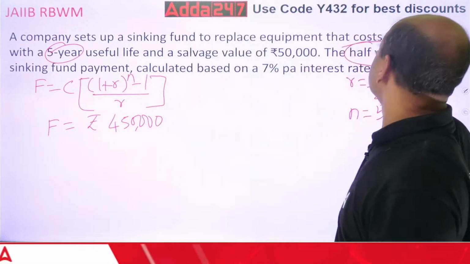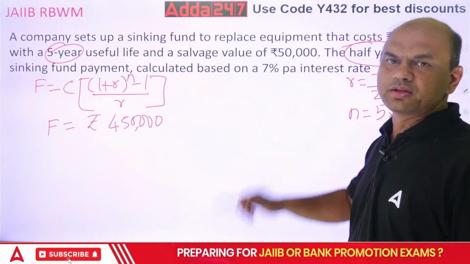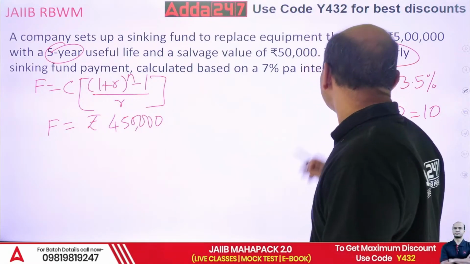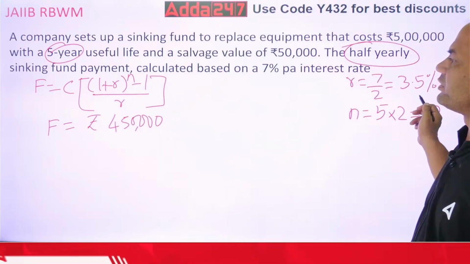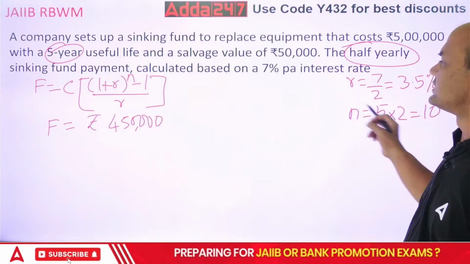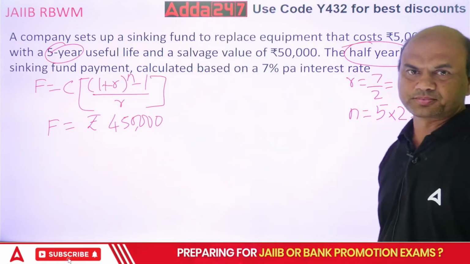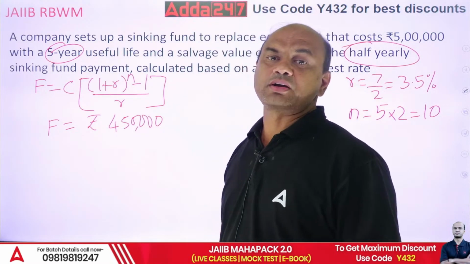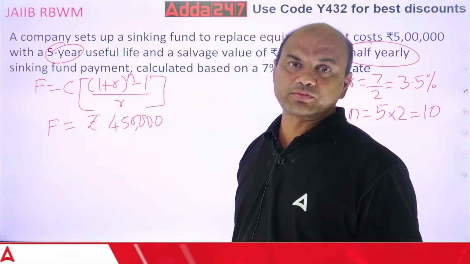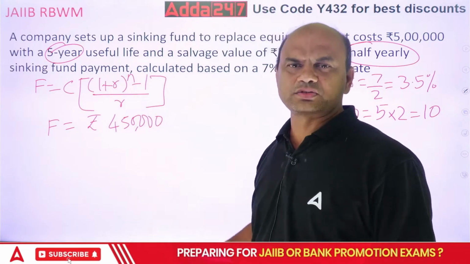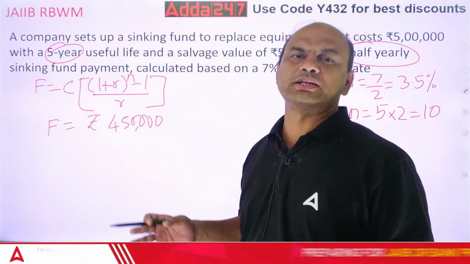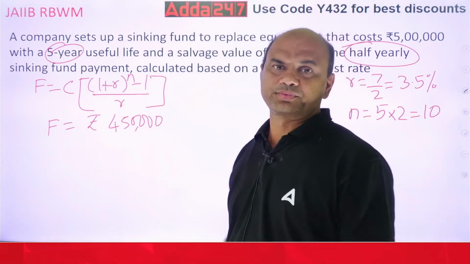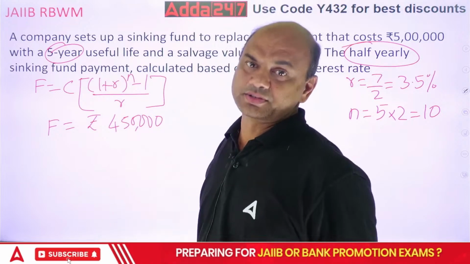50,000 over here, 5 lakh over here. Subtract it, you will get 4,50,000. R I have already written as 3.5, N I have already written, and C is what you will have to find out. So let's solve this again. You must have complete practice on sinking fund. Similarly, depreciation is also solved, but depreciation has a separate formula and sinking fund has a separate formula. But both are combined chapters.